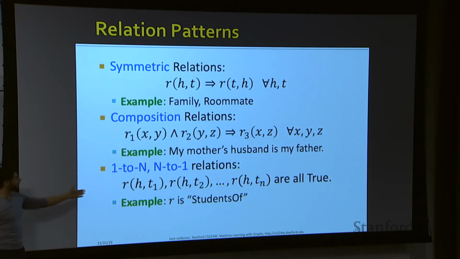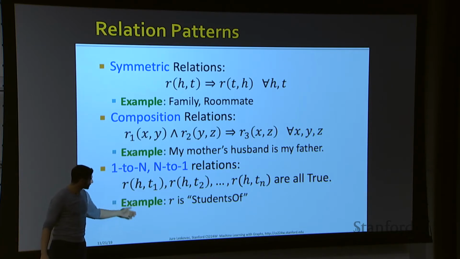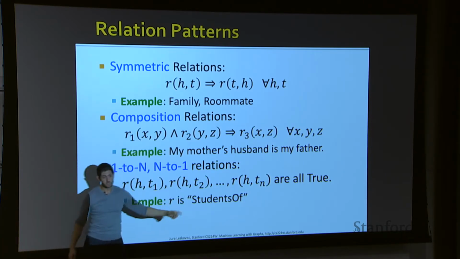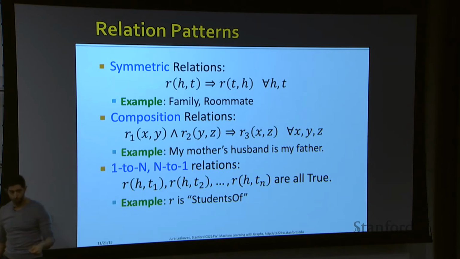And then also, last but not least, some relations are n-ary. So we could have a one-to-many, a many-to-one. So for example, you could say that R is students of a certain institution. So you will have Stanford, students of, and then n nodes representing all the Stanford students. So this is not going to be a one-to-one, but it's going to be a one-to-many relation.